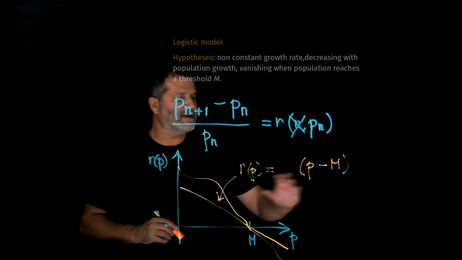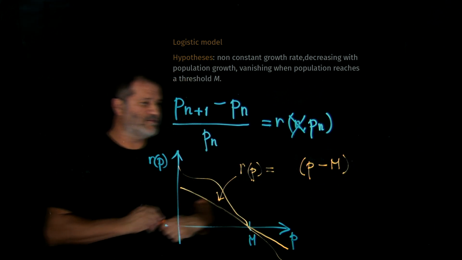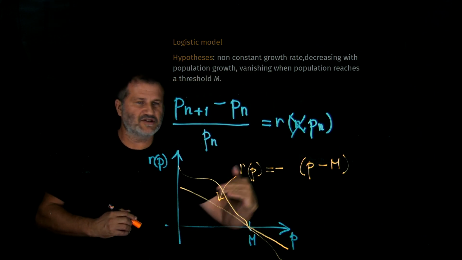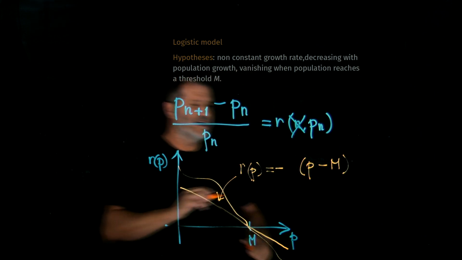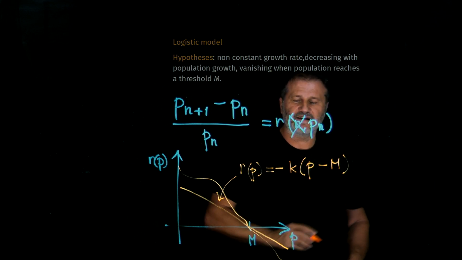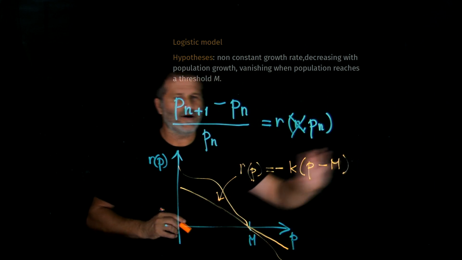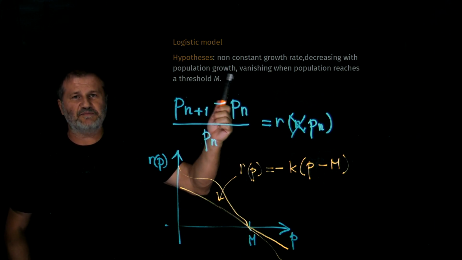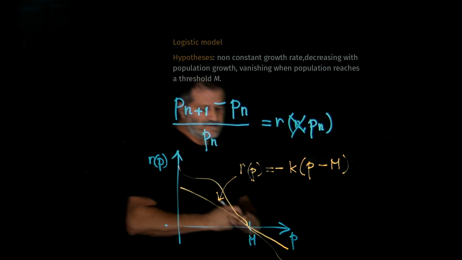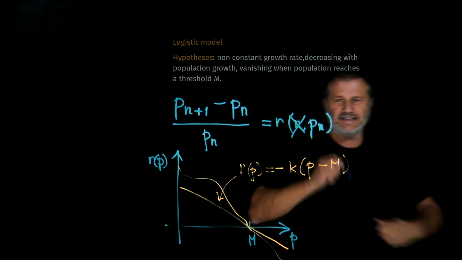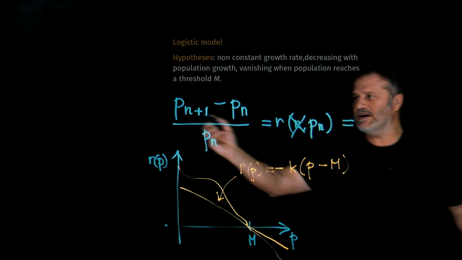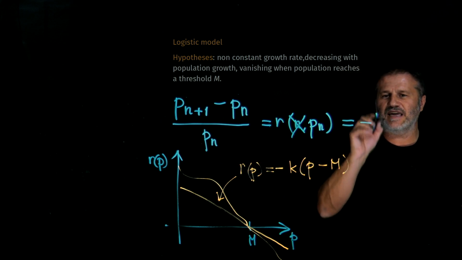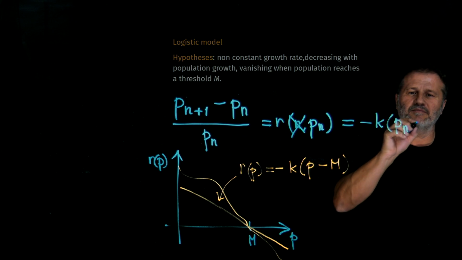Now, if R of P is this one, this is an increasing function of P. That's why I have to put a minus here. And if I want to change the slope, which is now 45 degrees, I need to put a factor here. So this is now the shape of how R could depend on P in the simplest possible way, respecting these two conditions. And this means that once we plug this into the model, we get this equation, Pn plus 1 minus Pn divided by Pn is equal to minus K times Pn minus capital M.